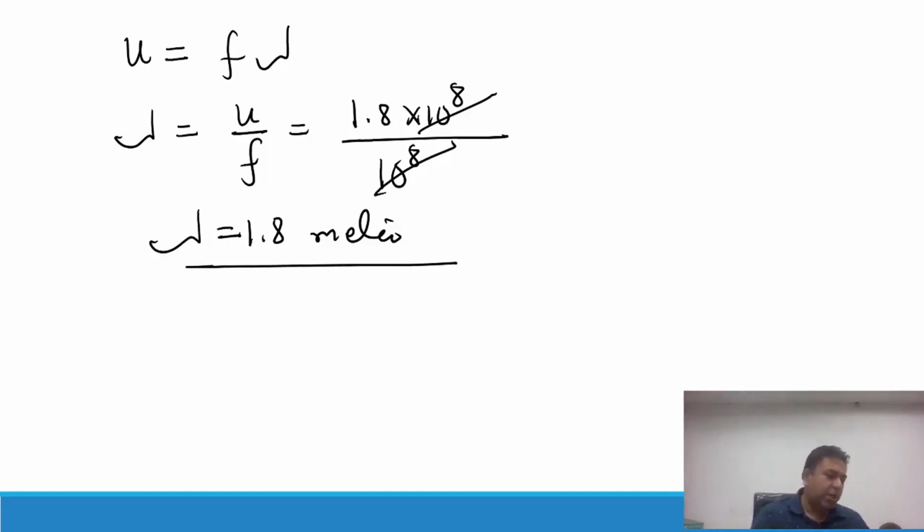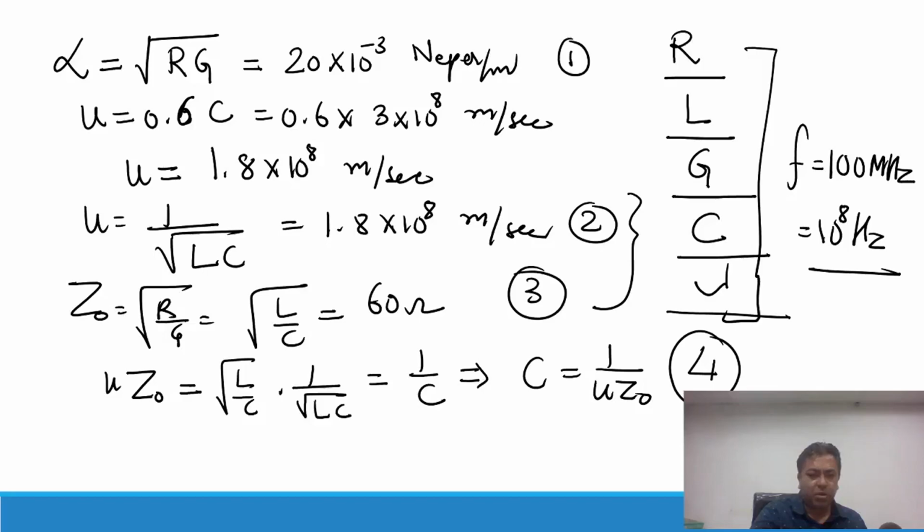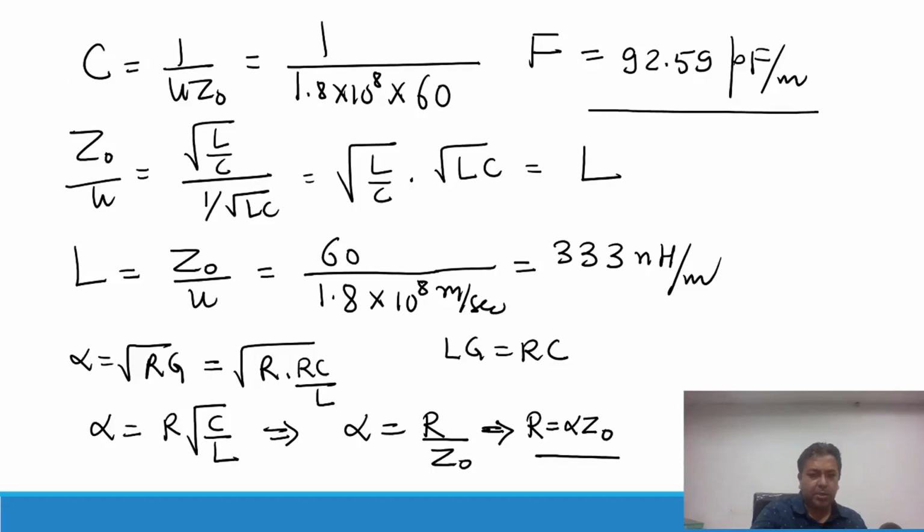So here lambda is exactly 1.8 meter. Okay, so now I can conclude this. All the parameters are with us. Let me summarize. The values of R, L, G, C we have to find out. How much is R? R we have determined. Let me encircle so that you can get the answers in a simple manner.